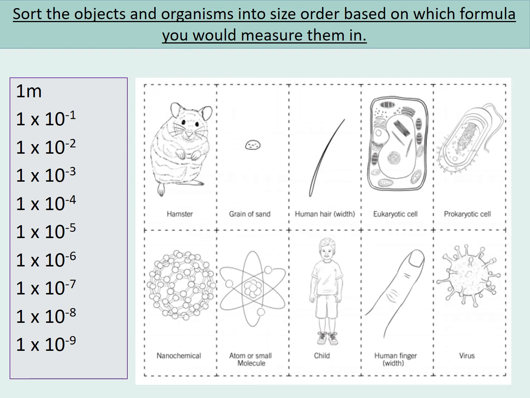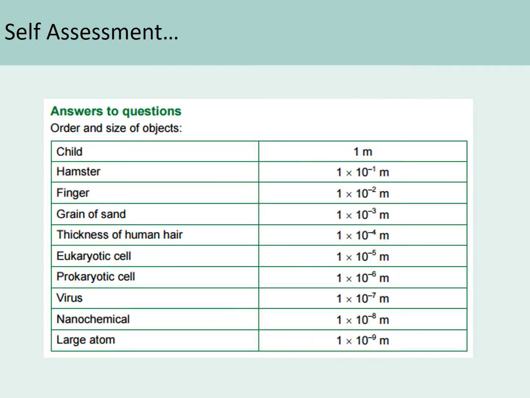All right, let's see how many you guys got right. So hopefully we realise that out of all of those, the largest one, about 1 meter, is going to be a child. The next one is a hamster, and that would be 1 times 10 to the minus 1 meters. So 0.1 meters. A finger will be the next in line for size order, which would be 1 times 10 to the minus 2 meters.